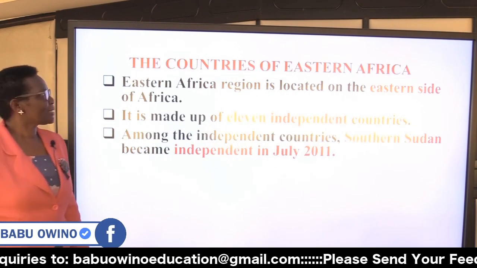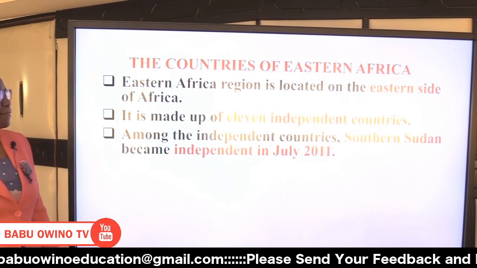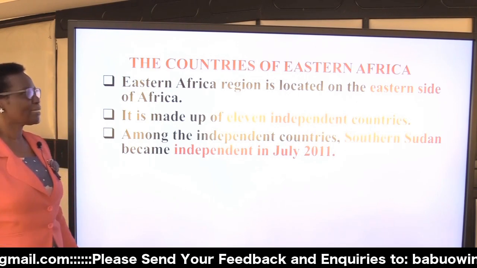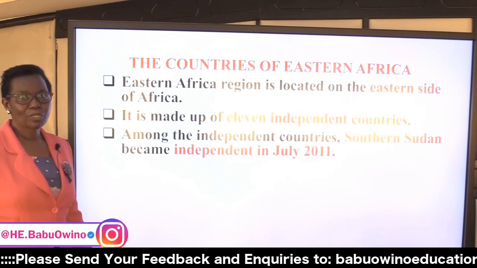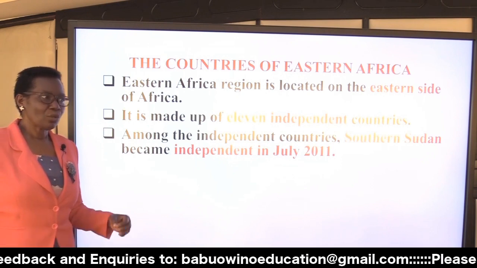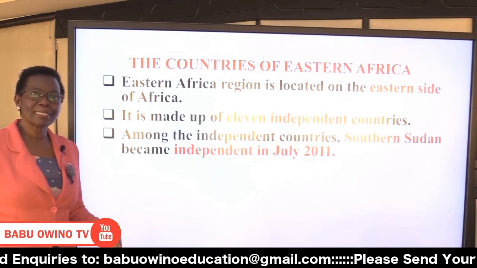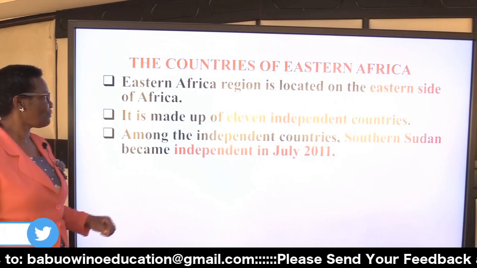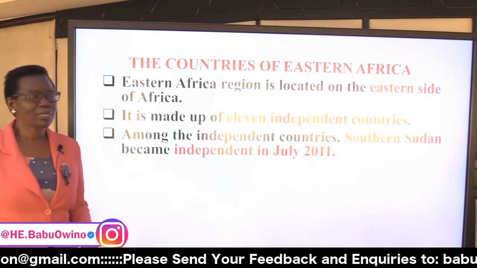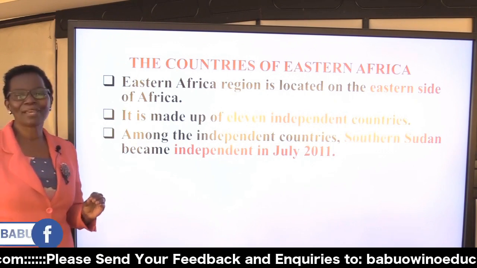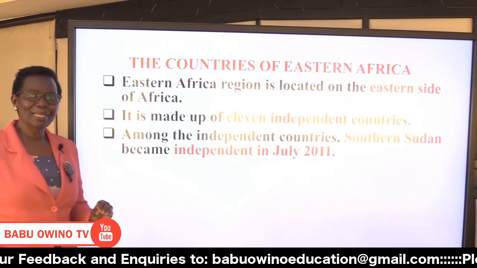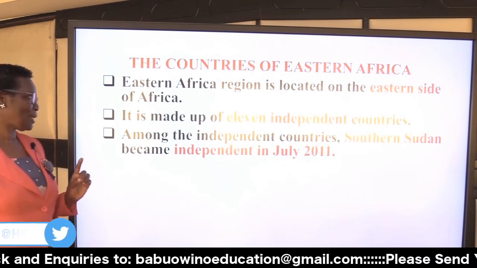Now, the countries of Eastern Africa, we can say that the region is located on the eastern side of Africa. When we talk about Eastern Africa, we can say those countries are located on the eastern side of Africa. And the East African region is made up of 11 independent countries. That one you must know.